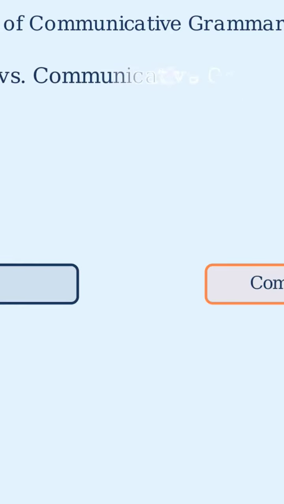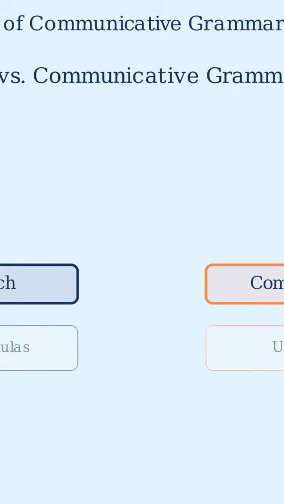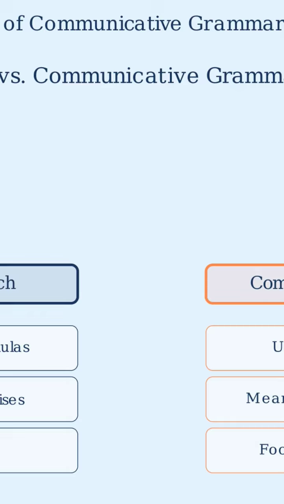Let's compare traditional grammar teaching with communicative approaches. Traditional grammar teaching relies on memorizing rules and doing mechanical exercises, focusing primarily on grammatical correctness. In contrast, communicative approaches emphasize using grammar in context through meaningful communication tasks. While traditional methods focus on perfect accuracy, communicative teaching prioritizes effective expression of meaning.